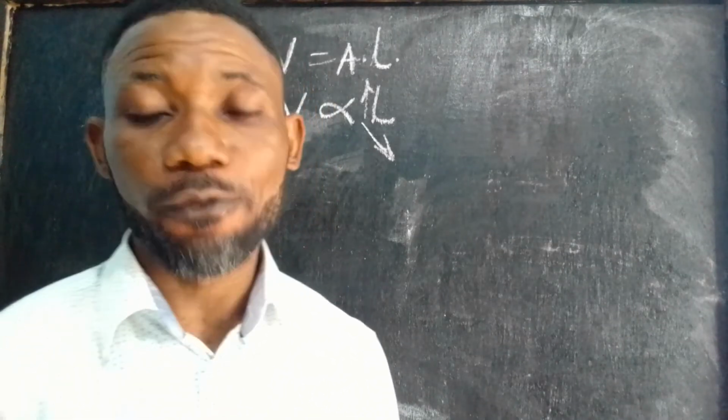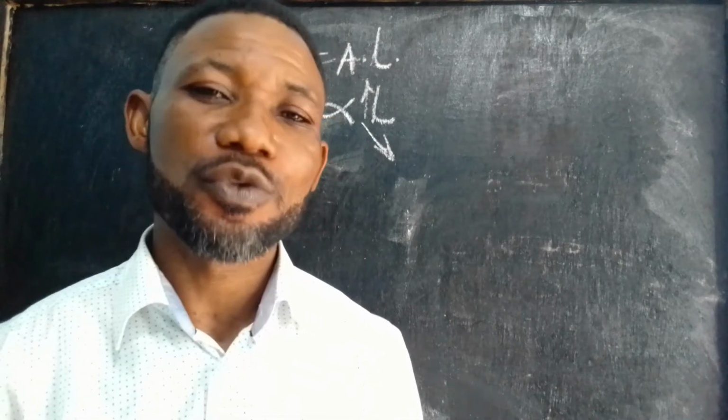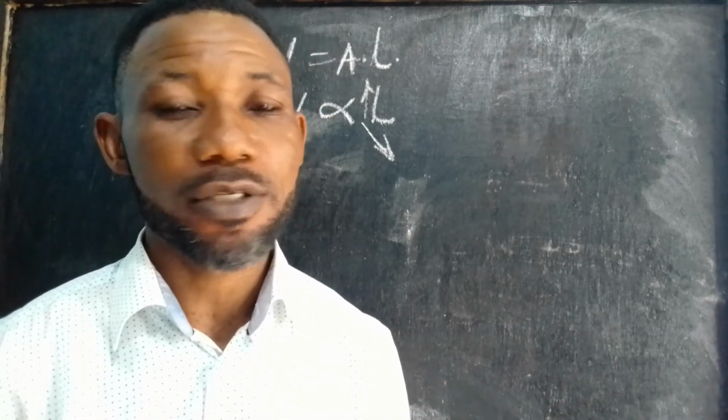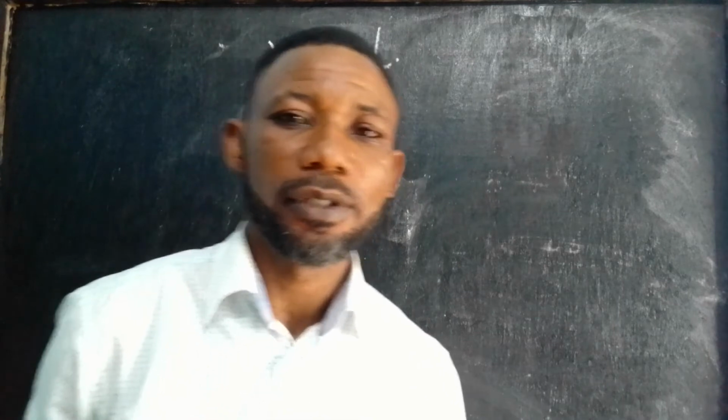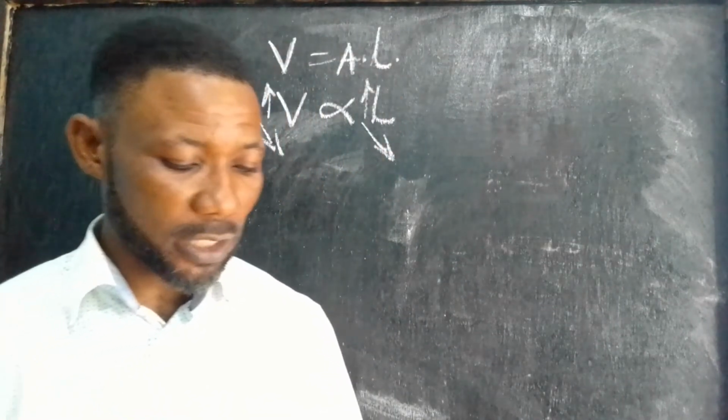State one use of a mercury in glass thermometer. It is used in the hospital. It is used in the laboratory. In the school laboratory, it is used. And also in the hospital, it is used to take temperatures.